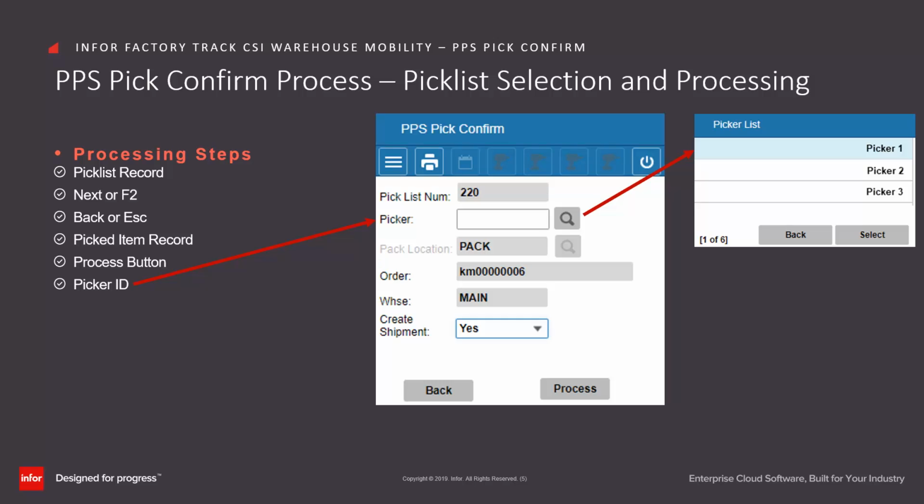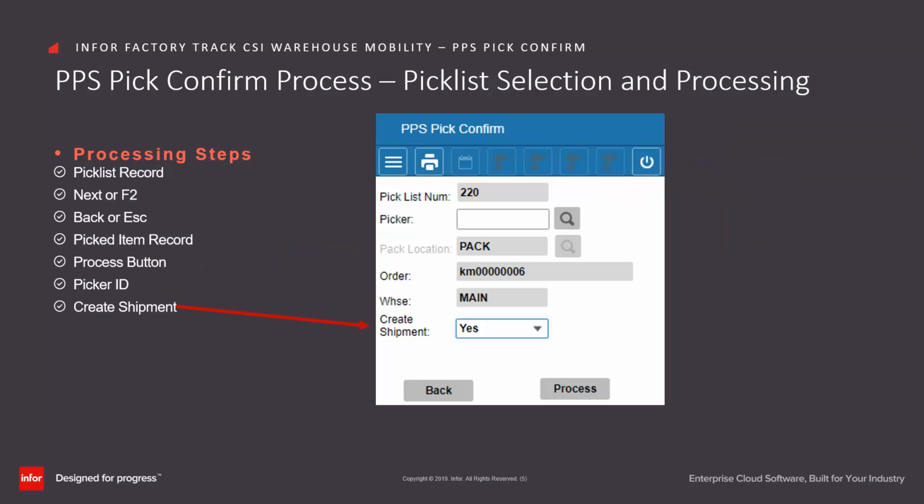Enter, scan or search and select the picker ID if desired. If the Allow Create Shipment parameter is enabled, you have the option to have a shipment created as part of this process. Click on Back to go back to the previous form without processing, or click on Process to complete the confirmation process.